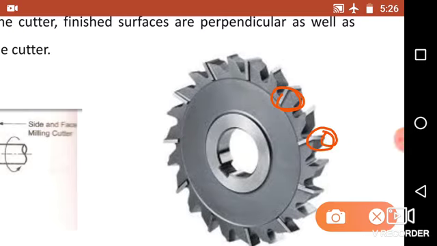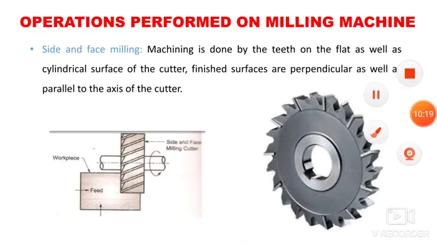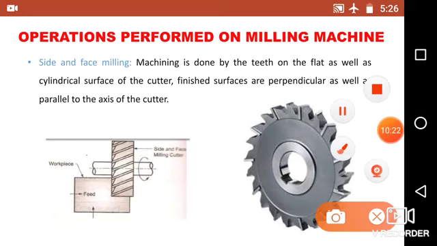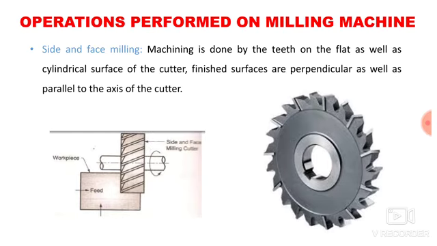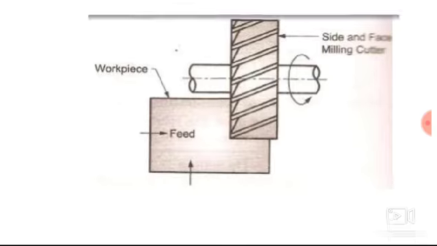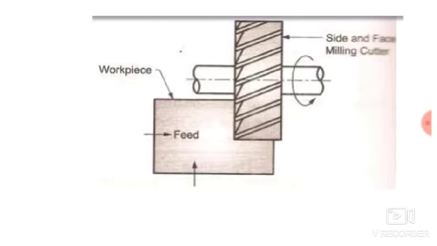So with these teeth which are available on the side of the milling cutter, we can remove the material from the side of the workpiece, and with these teeth which are on the periphery, we can remove the material from the surface of the workpiece. So with side and face milling, we can remove the material from the side as well as on the face.